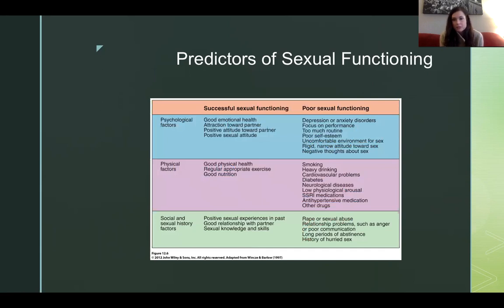And social and sexual history factors that can contribute negatively to sexual functioning include rape or sexual abuse, relationship problems such as anger or poor communication, or long periods of abstinence, and history of hurried sex. So good sex education can really help and contribute positively. And taking care of yourself physically and emotionally, being attracted to your partner, being invested, being interested, having good communication, those are all things that you can help with as a counselor to try to promote sexual health.